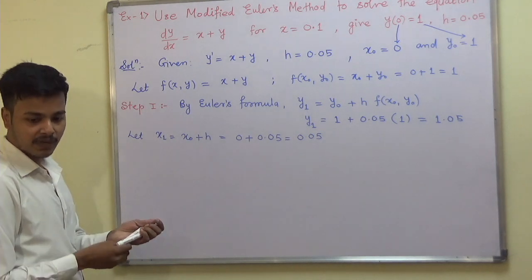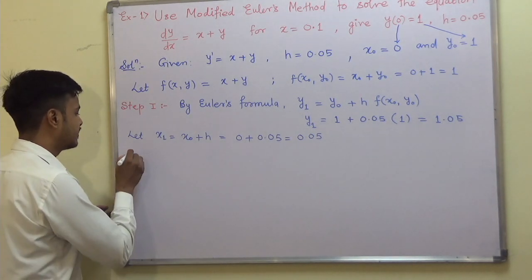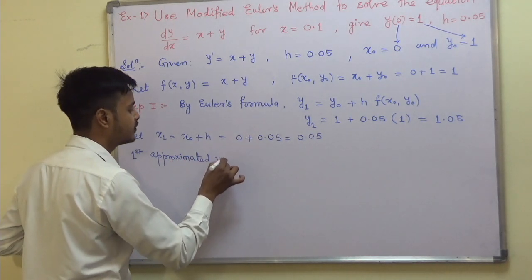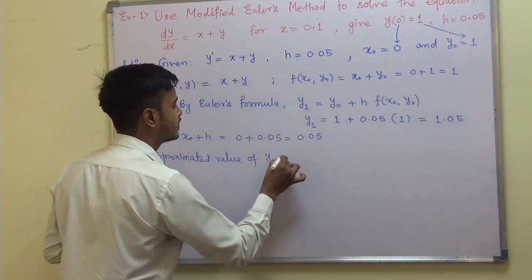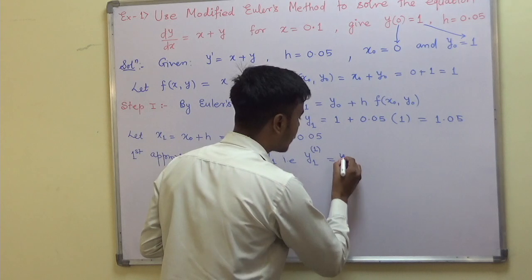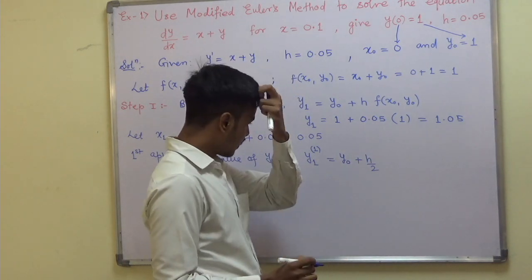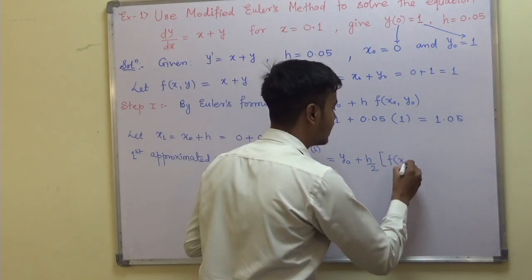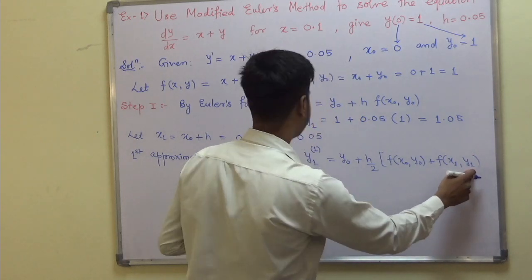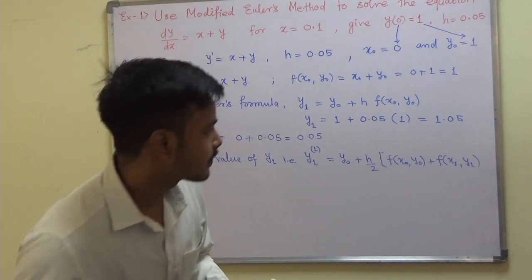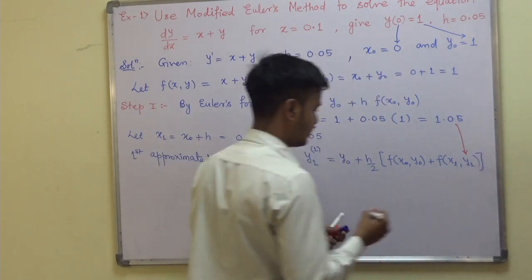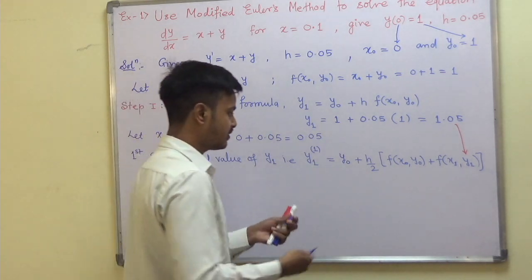Now find out the first approximated value. So you can write the first approximated value of y1, that is y11. Do you remember the formula for y11? It is y0 plus h by 2 into f of x0, y0 plus f of x1, y1. Okay, for y1 we have to take this value, y1, and x1 we have just found out. Now substitute all these values to get y11.